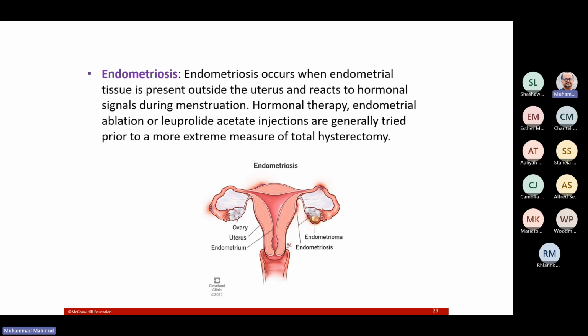This condition you see is endometriosis. The endometrium is the inner lining of the uterus, and if it is displaced, as you see, that part of the endometrium is outside the uterus, in the fallopian tube, around the ovary. That can be problematic because it will react to the hormonal signals during menstruation every month. So the treatment options are hormonal therapy, endometrial ablation, or leuprolide acetate injections. These can be tried prior to a more extreme measure of total hysterectomy.